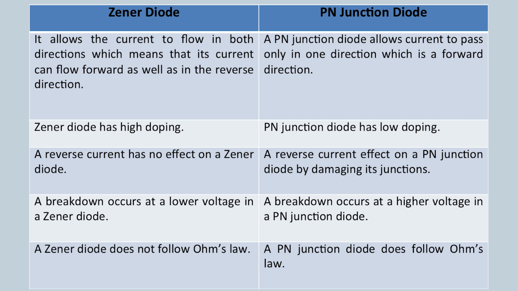Let's discuss about the doping of these diodes. Zener diodes are heavily doped, while PN junction diodes are lightly doped. A reverse current has no effect on the Zener diode, while a reverse current affects the PN junction diode by damaging its junction. Breakdown voltage is at lower values in the case of Zener diode, while breakdown voltage occurs at higher values of the voltage in the PN junction diode.